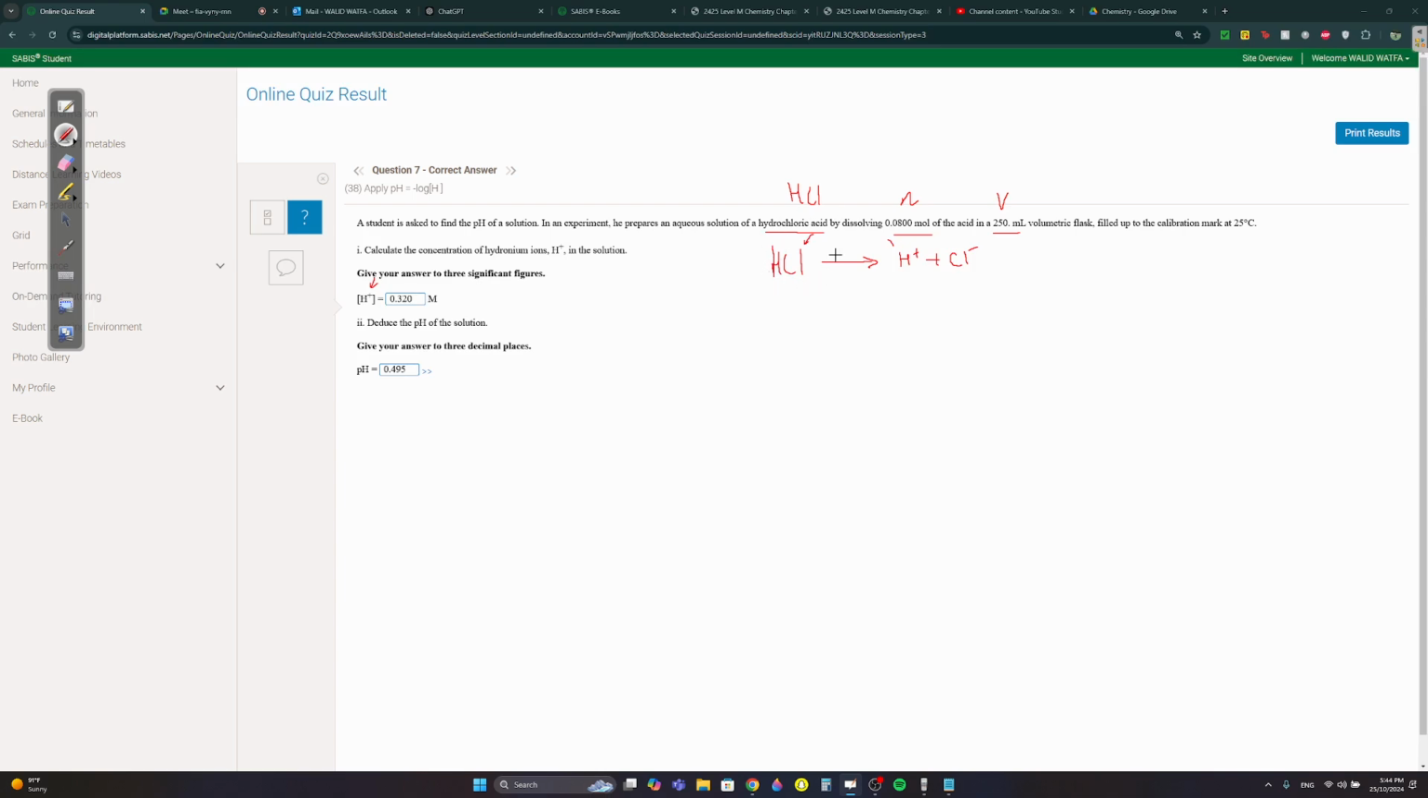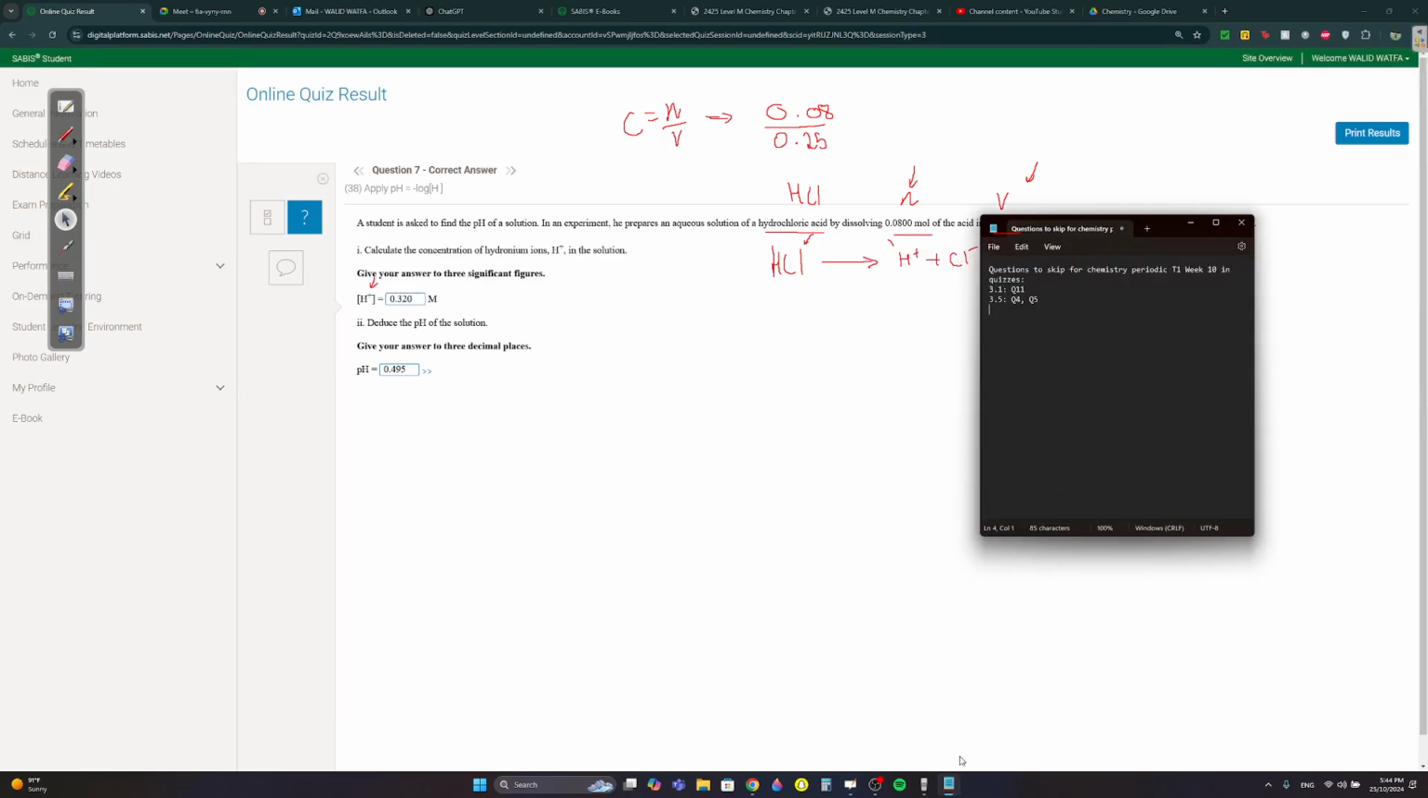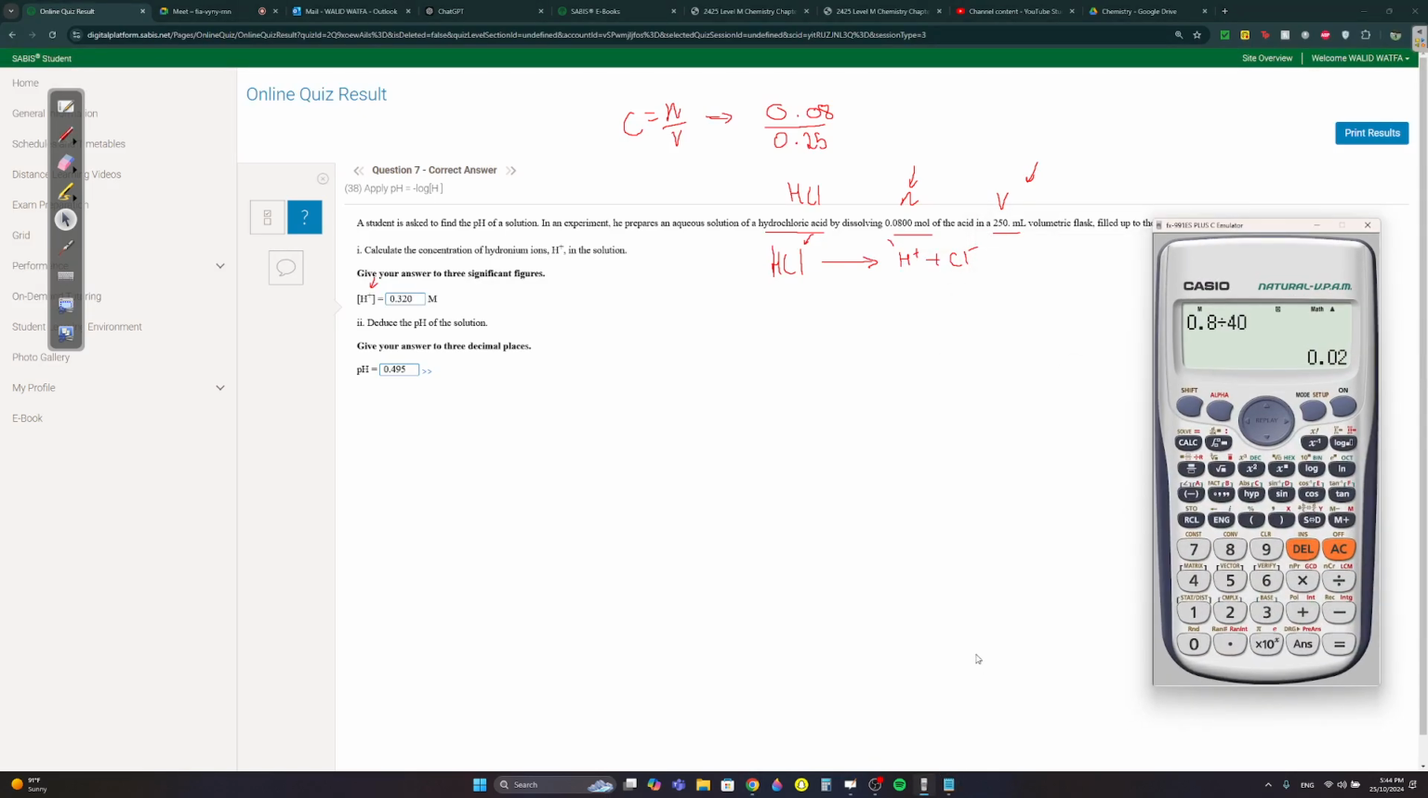Do I have the concentration given to me? No, because I have the moles and the volume. How do I find concentration? It's moles divided by volume. The moles is 0.08 divided by the volume, which is 250 ml, so it's 0.25 liters. You must divide by 1000. And you should get 0.32 moles per liter for HCl.